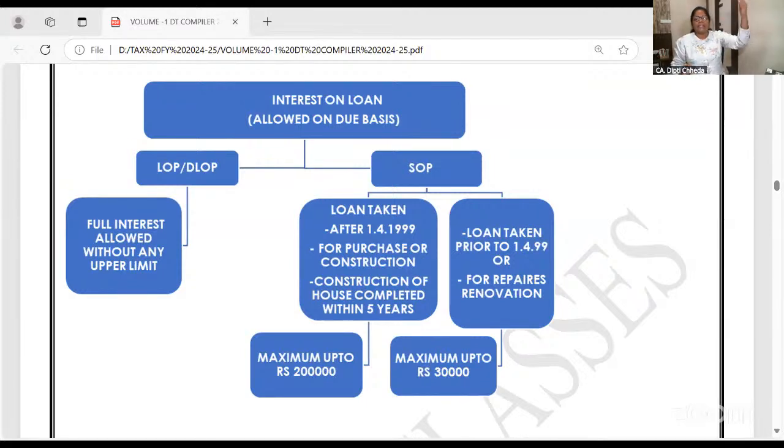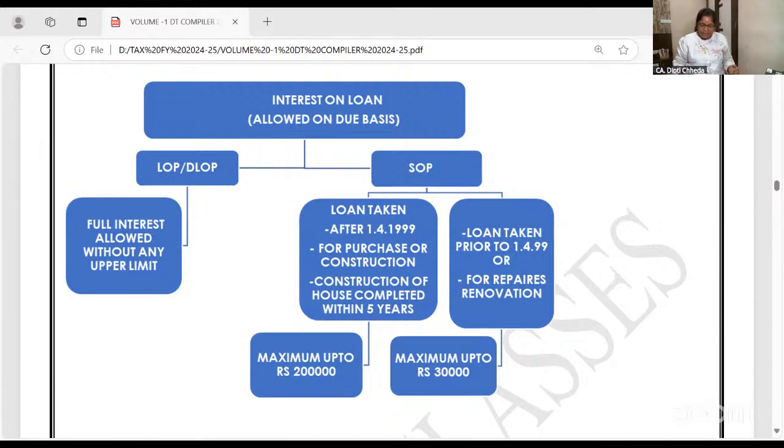So quickly, I'm sharing with all of you our Sarthi compiler's poster. Check with me on screen. Interest on loan. I hope all of you know in house property: GAV, less municipal taxes, NAV, 30% standard deduction, and interest on loan. In short, only three expenses are allowed: municipal tax, standard deduction of 30% on the NAV, and interest on loan, to compute income from house property. This concept is super duper important for your case scenarios, for your MCQs, and for solving questions and answers. So don't make any mistake anywhere.